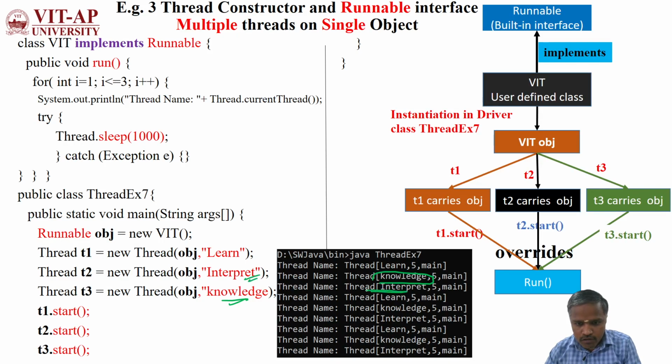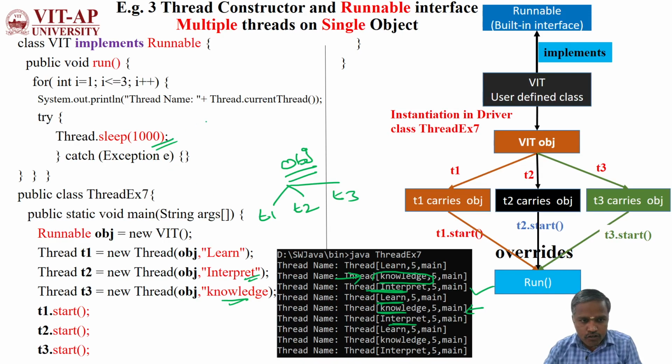Before interpret comes into the CPU for execution, knowledge gets the CPU for execution. Then a 1000 millisecond delay is introduced, and only then does the second thread get the CPU, right? For the second iteration, before interpret comes, knowledge came again. So you look at that, here the single object obj is accessible by multiple threads parallelly. T1 is accessing, t2 is accessing, t3 is accessing, by introducing the delay of 1000 milliseconds.